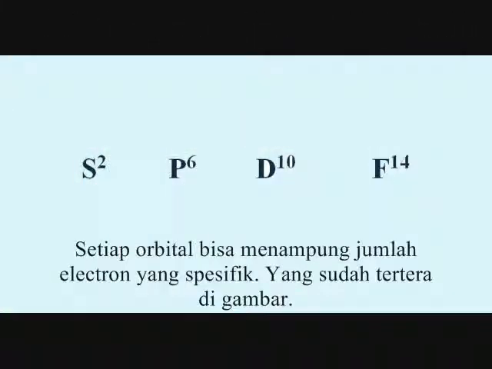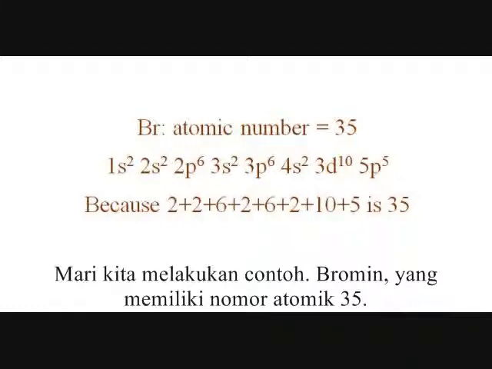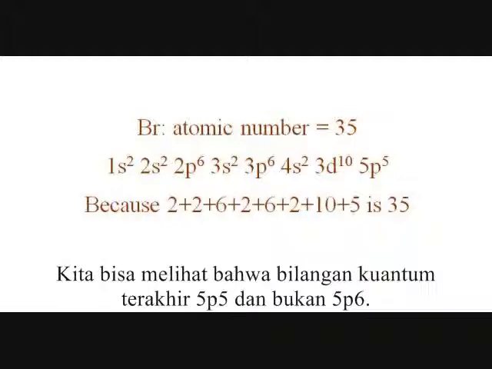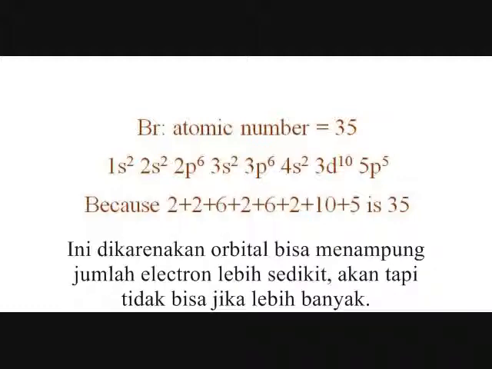So let's take an example. Bromine, whose electron number is 35. We should count diagonally until all the maximum numbers of electrons added up together equal 35. As we can see, the last quantum number is 4p5 and not 4p6. This is because an orbital can hold less than its maximum number of electrons, but not more.